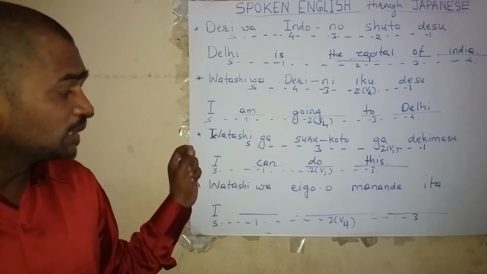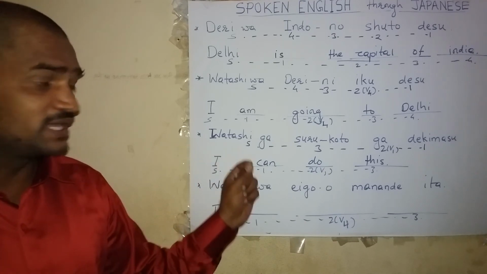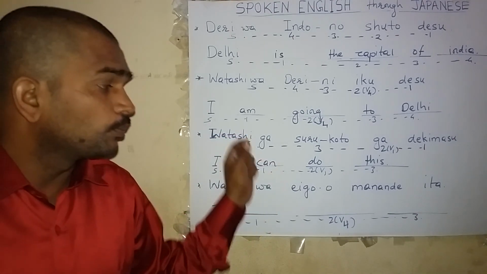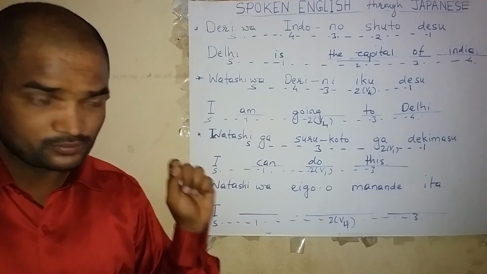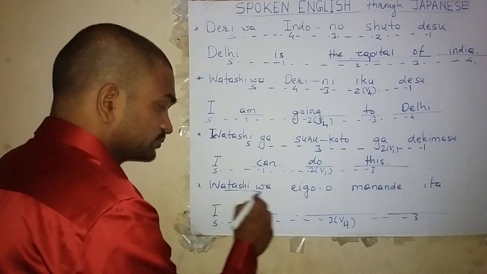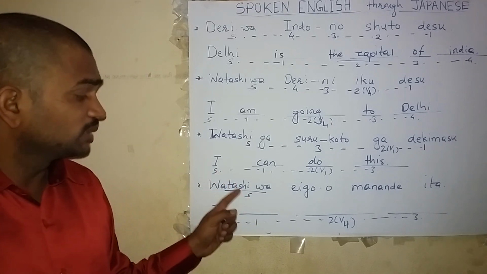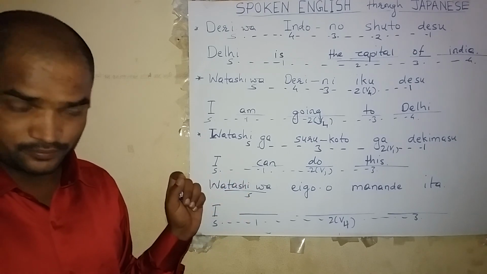Watashi wa igo wo manande ita. First we should write the word for subject. We should find the subject. The word for watashi wa is I.